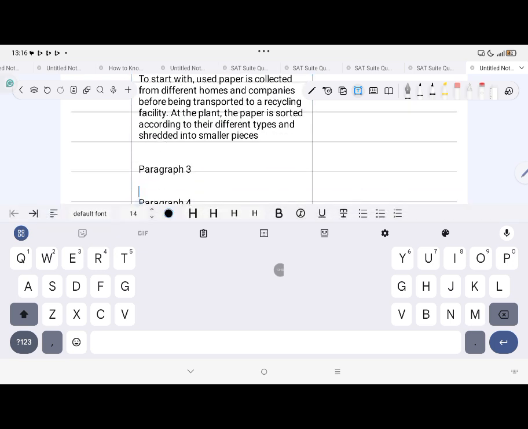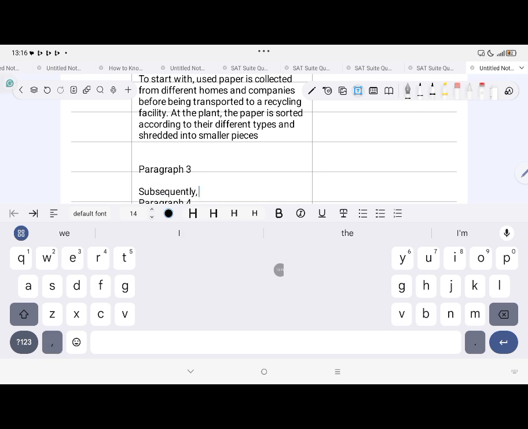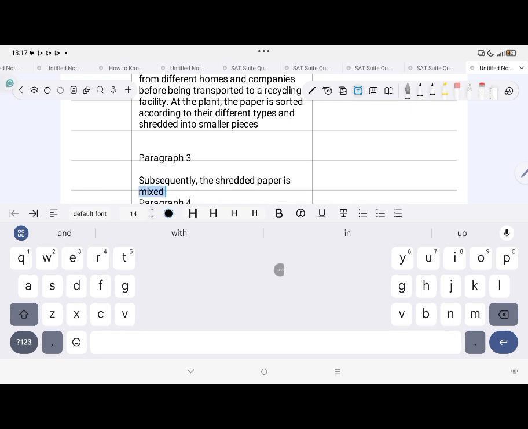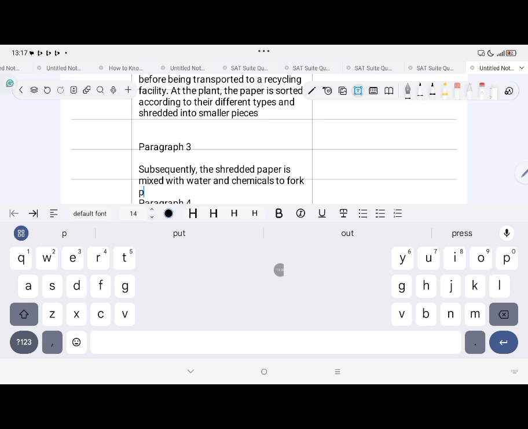So we can say subsequently, which means after then or following. Subsequently, the shredded paper. You want to make sure your work is connected because we just talked about shredded paper. We ended with shredded paper in the previous paragraph. So we can say subsequently, shredded paper is mixed with water and chemicals to form pulp.